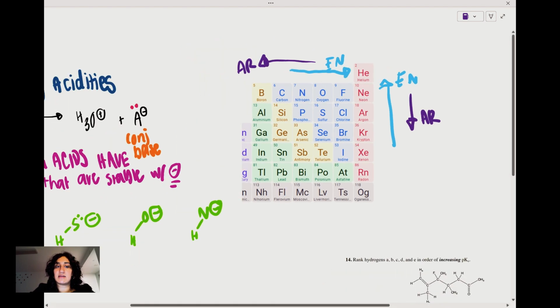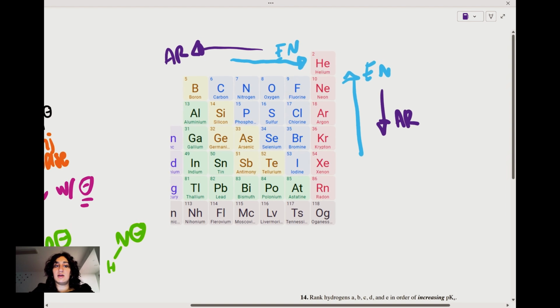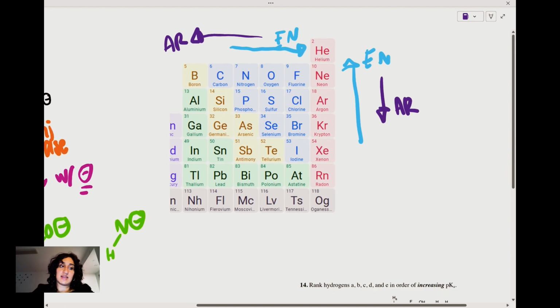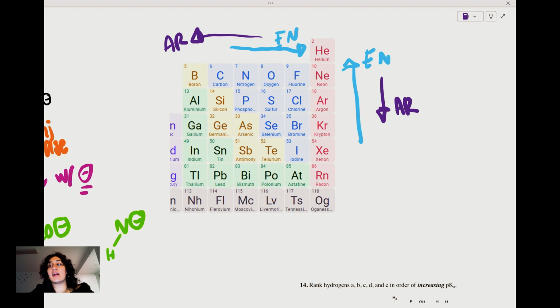So let's think about what these two terms mean. Atomic radius is the size, right? It has more space for the electrons to sit. So that's what atomic radius means. And electronegativity means that the atom is more comfortable holding a negative charge. So it wants to hold the negative charge. That's what electronegativity means.